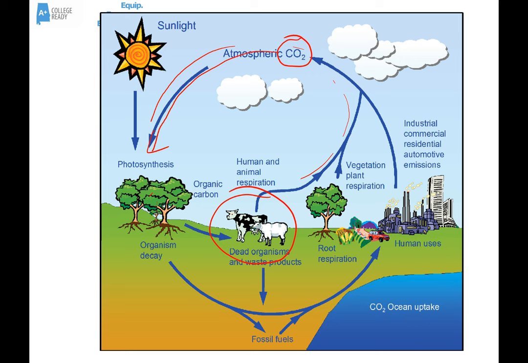Some other things that can happen with CO2: humans have had several impacts on the carbon cycle. One of those is the burning of fossil fuels. Fossil fuels are carbon-based molecules. When we burn them, we give off CO2. And we know that by burning gas and oil, we've increased the amount of carbon dioxide in the atmosphere. There's some theories that that CO2 acts as what we call a greenhouse gas and helps to trap heat in the environment and has contributed to global warming.